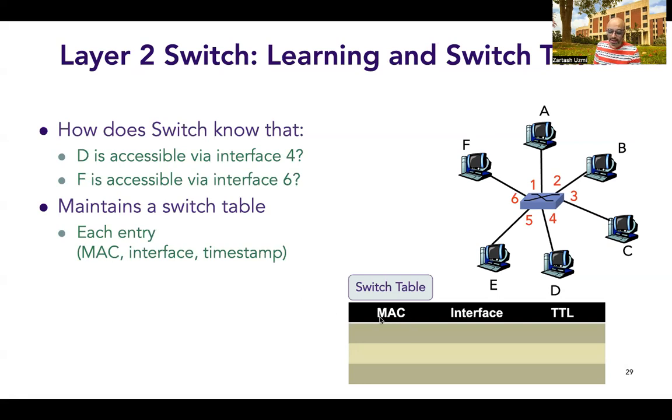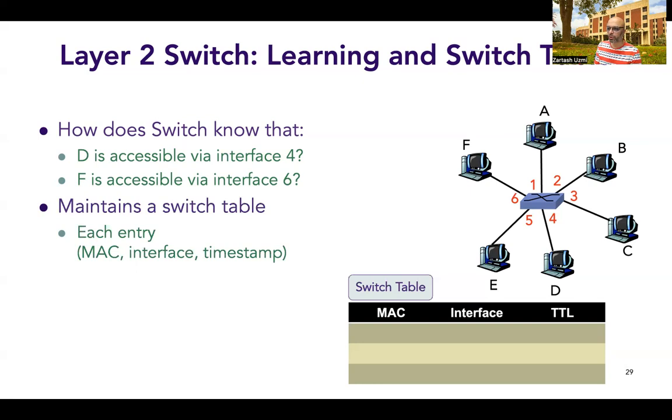The switch will maintain a switch table, and each entry in the switch table will have the MAC address of the interface of the host, and which interface this MAC address is accessible through, and there is a timestamp. After the timestamp is over, this entry will be deleted so that you can have a fresh entry. This is to accommodate when one host moves from one interface to another. So for example, B is connected to interface number 2 of the switch. What if somebody disconnects B and connects it to interface number 17 of the same switch?